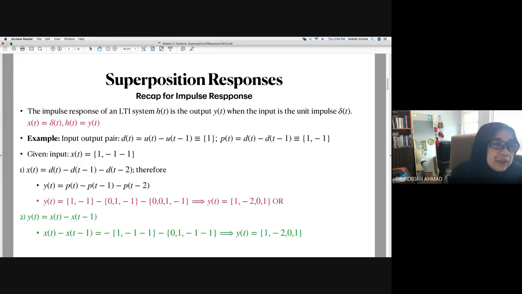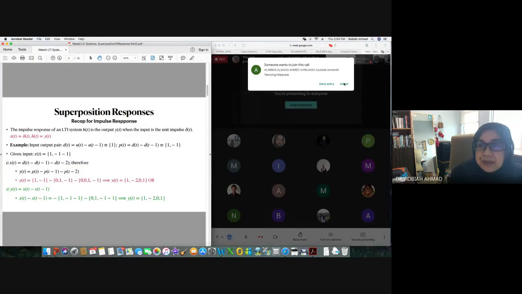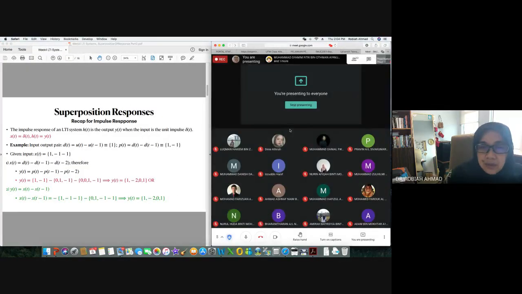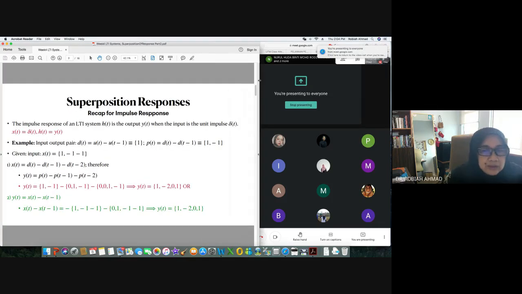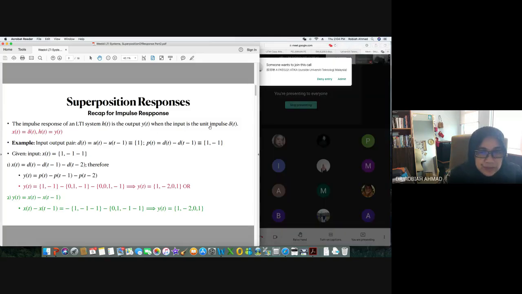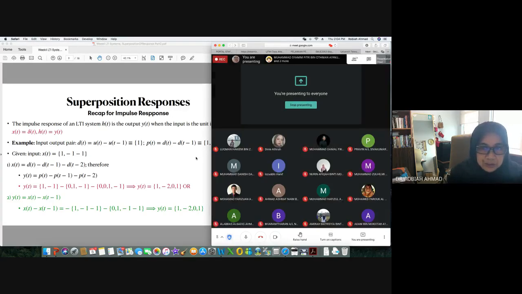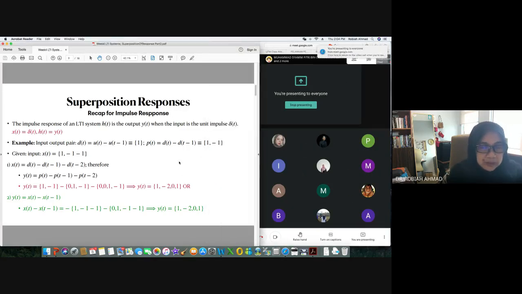If we look into the examples that we discussed on Monday, basically in chapter 3, the impulse response of an LTI system is the output y(t) when the input is the unit impulse delta(t). So this is the conclusion that we can draw from the examples.